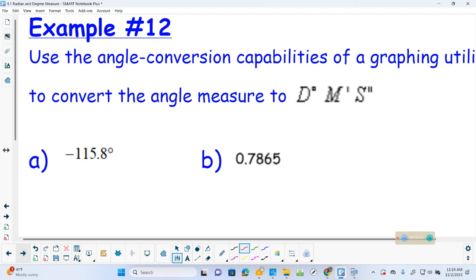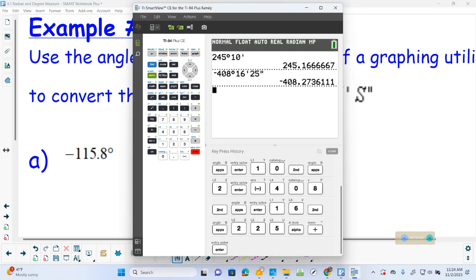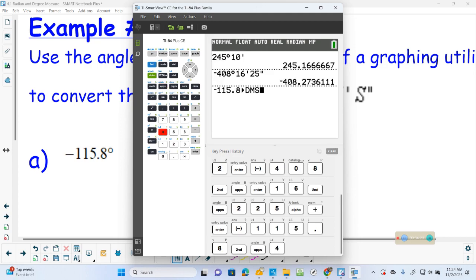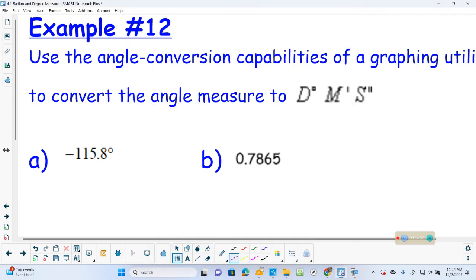Okay, so use the angle feature of your calculator, same spiel, here we go. Plug in your calculator, type in that -115.8. I'm going to hit second apps. This time I'm going to do number 4. That little triangle means convert to degree, minute, second. I'm not going to write the 0 seconds clearly; you can, I don't care. But I'm just going to put -115 degrees, 48 minutes.